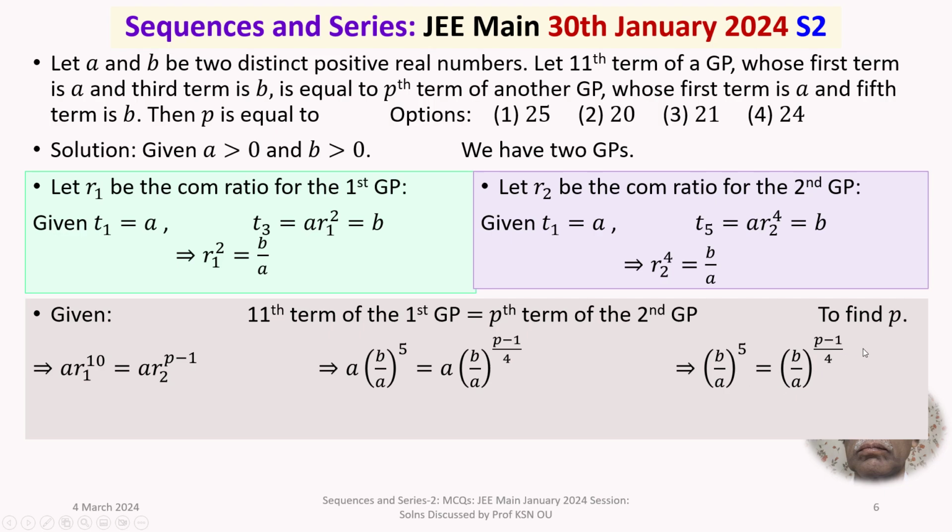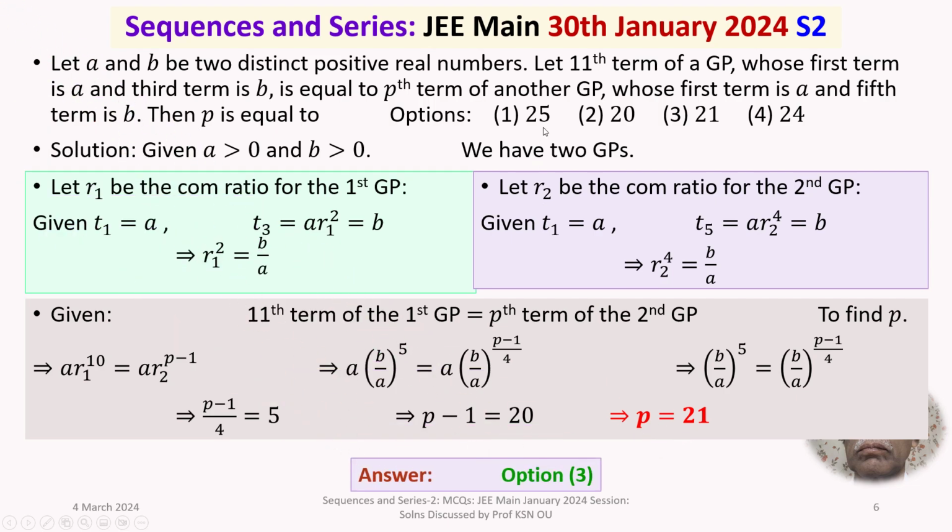Bases are same, therefore the powers must be equal. That will imply P minus 1 by 4 is equal to 5. P minus 1 is equal to 4 fives are 20. Cross multiplying, P will be equal to 20 plus 1, that is 21. So we are required to find the value of P. Thus we got the value of P is equal to 21.